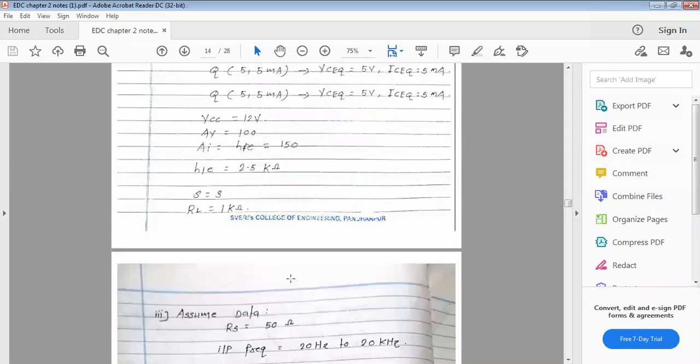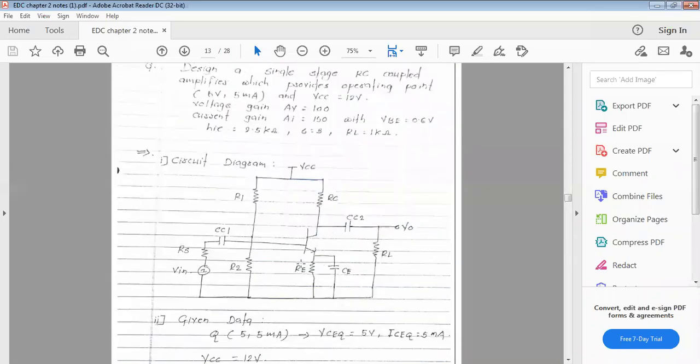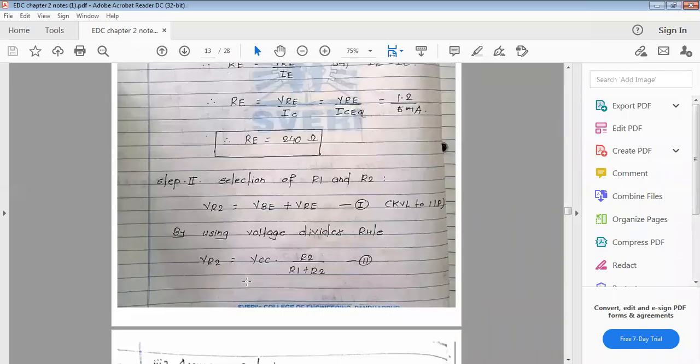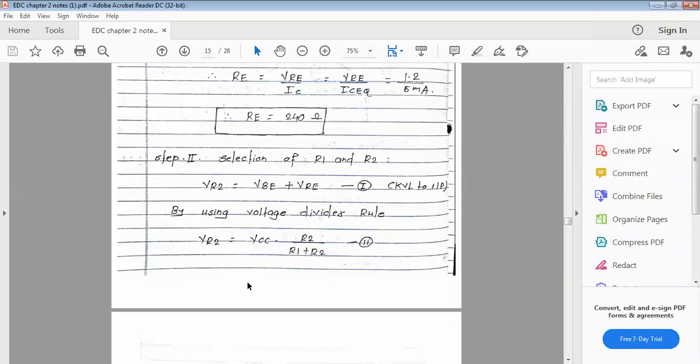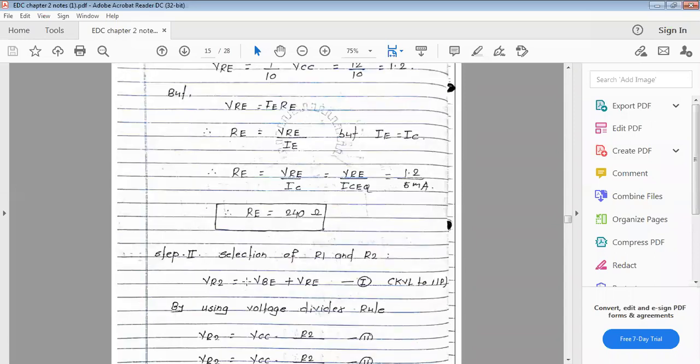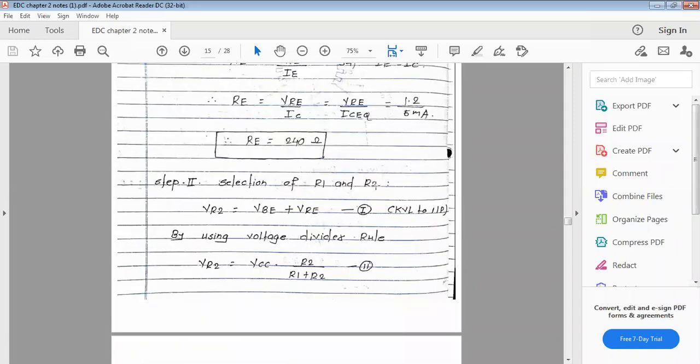Okay, next we have found the value of RE. Now we have to find out the value of R1 and R2. See here how we can find out the value of R1 and R2. Selection of R1 and R2.